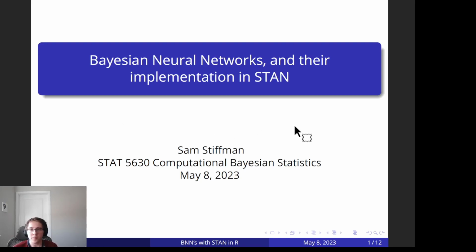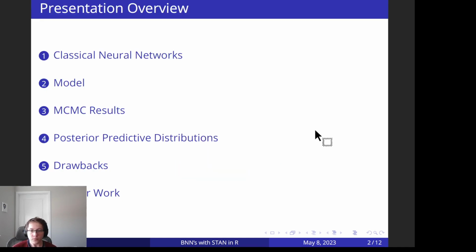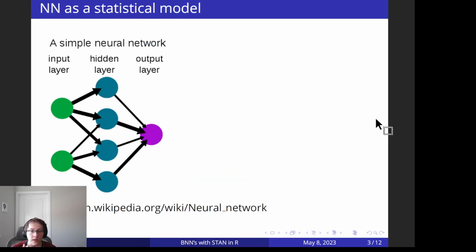So I'm going to talk about Bayesian neural networks, a bit about my implementation in Stan, and then some results. I specifically worked on nonlinear univariate regression. A classical neural network can be thought of as a complicated nonlinear layered function, or a nonlinear layered model.